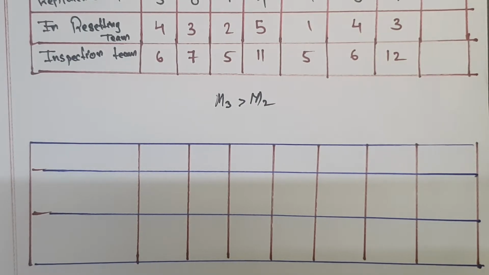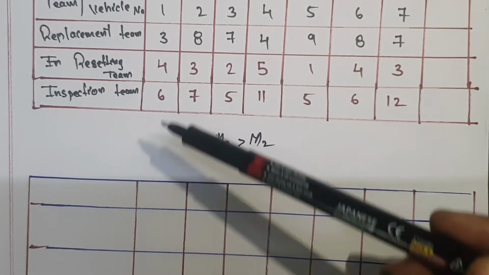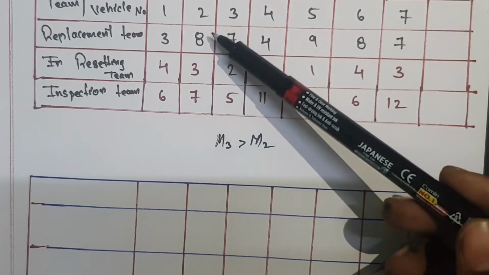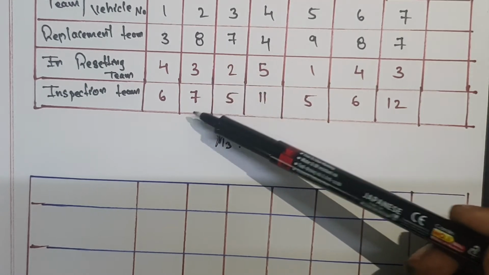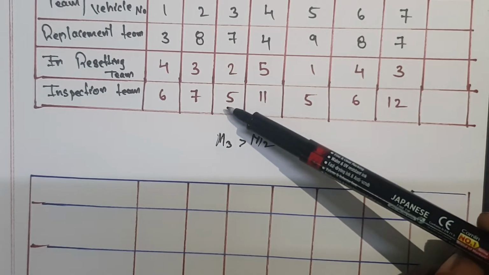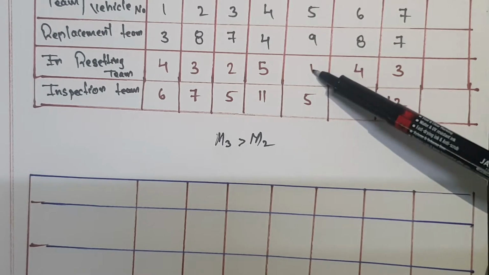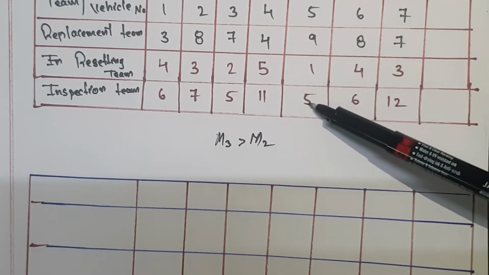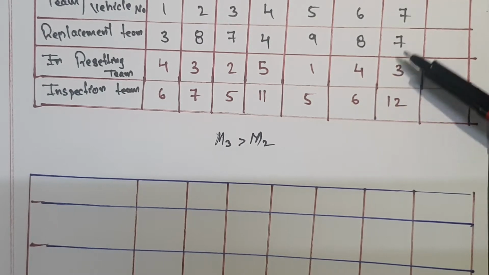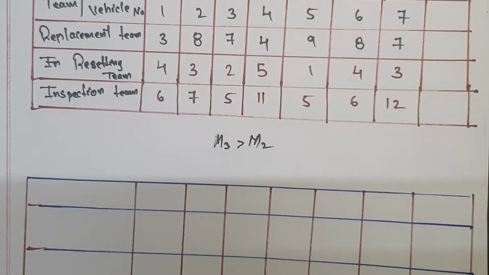So what you have to do? The middle row is given: 4. This 4 you have to add to this side as well as this side. 3 you add to this side as well as this side. 2 you add to this side as well as this side to find out the sequencing. Then 5, 1, 4 and 3, each you add to this side as well as this side. Like this you first have to find that out.